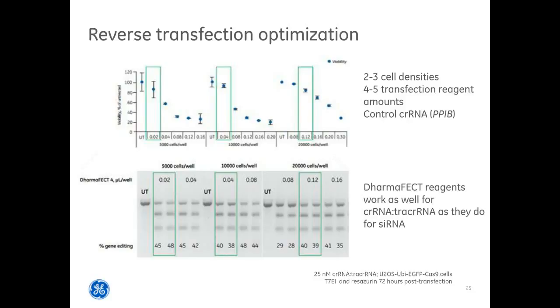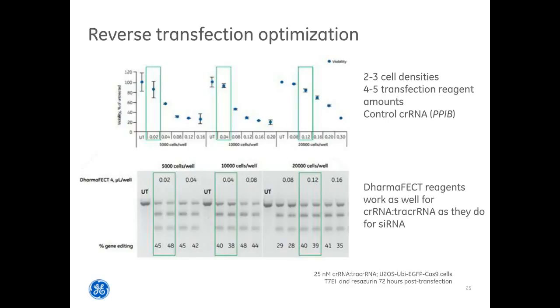So what you're seeing is our results of optimization of reverse transfection, first using a CRISPR tracer RNA targeting PPIB, where that knockout should really have no impact on viability as it's a housekeeping gene. So we used 3 different cell densities. We'd recommend testing at least 2 in your system, along with 4 to 5 different amounts of transfection reagent while keeping the CRISPR tracer RNA amount constant.